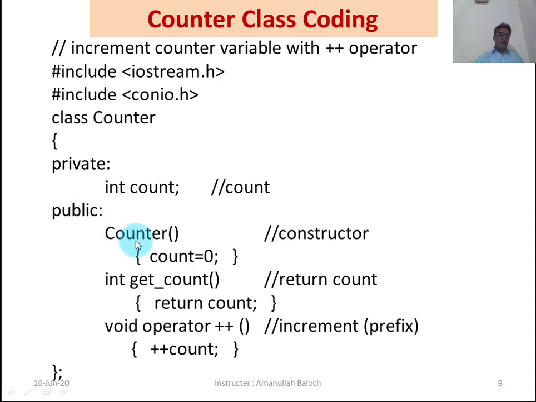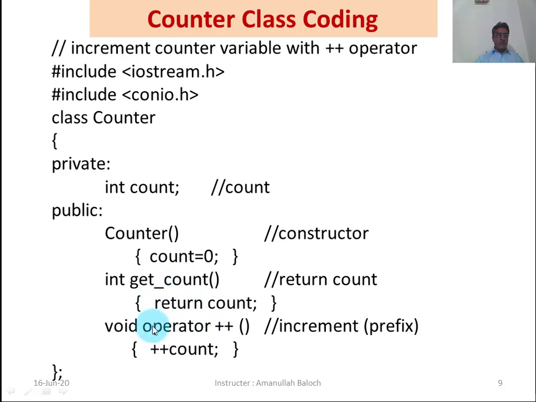In the public section we have a constructor, because Counter is the name of the class, and if a function has the same name as the class name, it will be the constructor of that class. It is assigning a value 0 to the count variable. Here int getCount: whenever an object calls this function, it will return the value of count, whatever the value of count is at that time. Its return type is integer, the count variable is integer, so it will return the integer value of count.